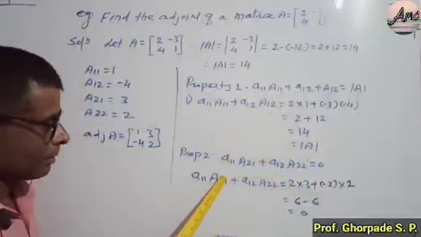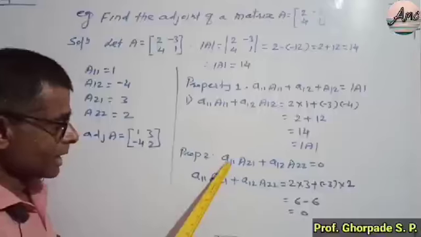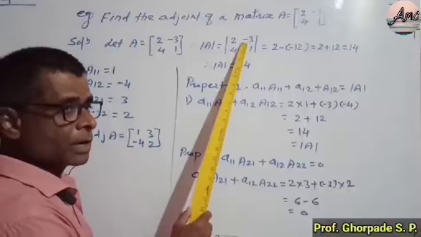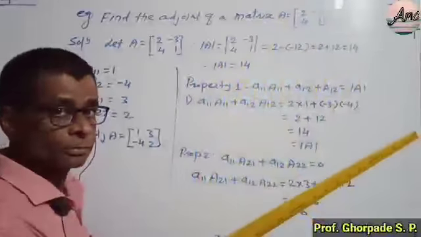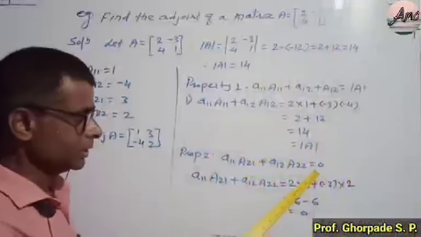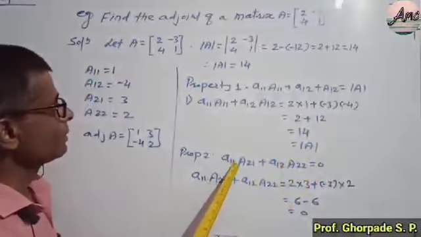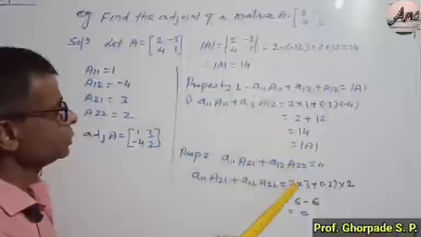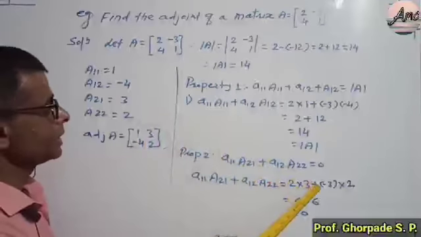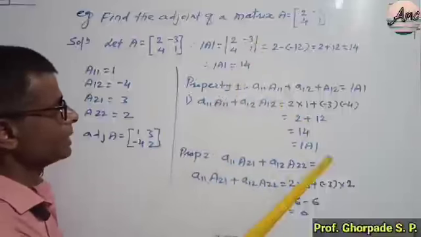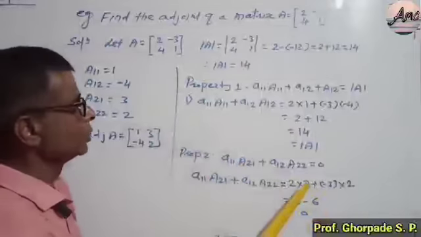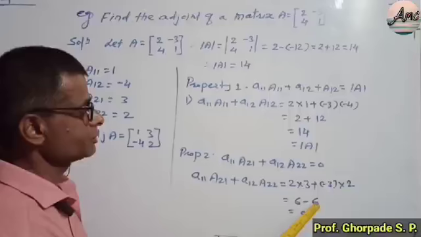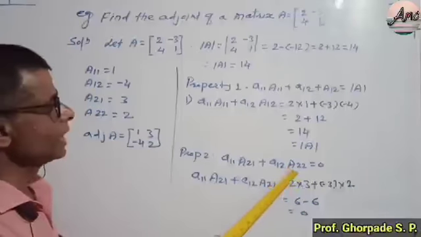What is the second property? The sum of the product of the elements of any row of a determinant and the corresponding cofactors of some other row, not the same row, a different row, is always equal to 0. Say A11 into A21 plus A12 into A22 equals 0. So A11 is here 2 into A21 is here 3, plus A12 is here minus 3 into A22 is here 2. 2 3s are 6. So minus 3 into 2 is minus 6. 6 minus 6 is what? 0. So this is the second property.